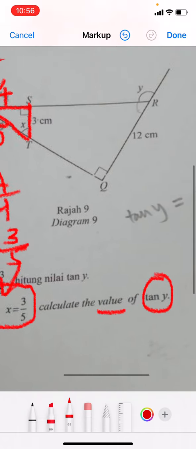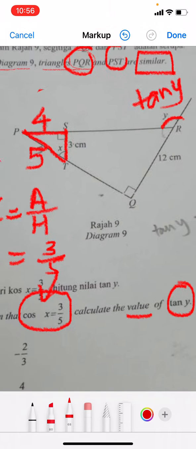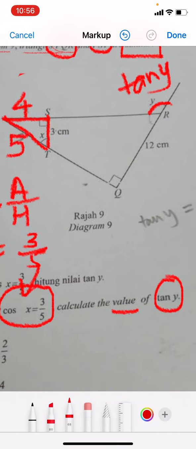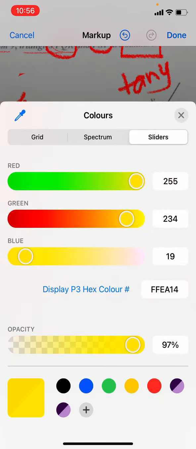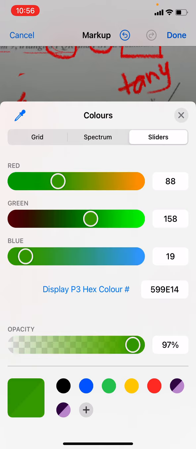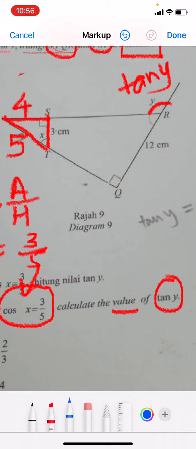Now, the question is asking for tangent y. Tangent y is not y, it's the tangent of y. It's not the angle, it's a trigo value. So in order to find tangent y, what you need to do is figure out the other triangle, right? So let's say the triangle is in blue color. I'm going to highlight this triangle. This triangle is also a right angle triangle, right?